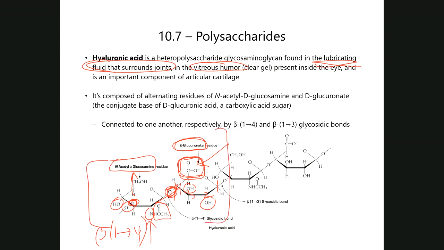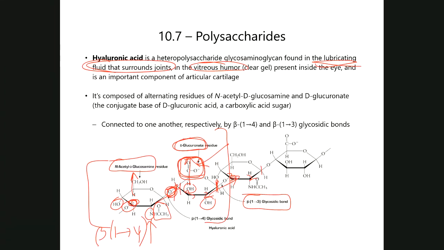And if you observe the linkage between the glucuronic acid and the next N-acetyl glucosamine, it's again a one, and here it's one, two, and three. So this is going up in the same direction as this one. This is a beta 1,3 glycosidic bond. So we have diversity not only in the sugars that make up the heteropolysaccharide, we also have diversity in the types of bonds that join the monosaccharides that form the entire structure.